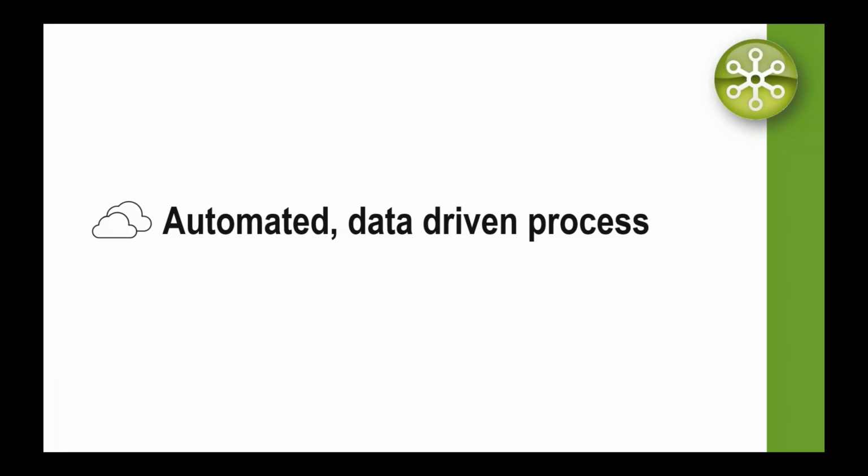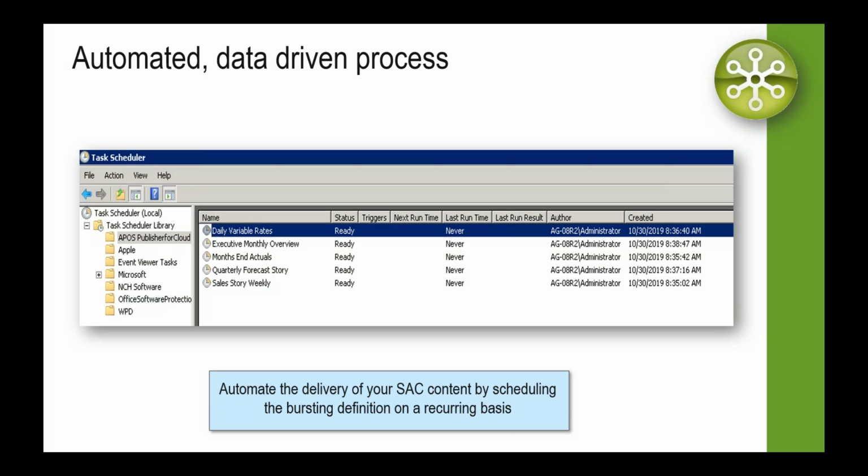Okay, so automated data-driven processes. How can we automate these processes, and what options are there when we want to drive the properties of the definition using data? From an automated perspective, we can schedule these bursting definitions from Analytics Cloud using Windows Task Scheduler. We can set them up on a recurring basis, whether weekly or monthly and so on. That allows you to automate the delivery of those bursting definitions that are burst from SAC.